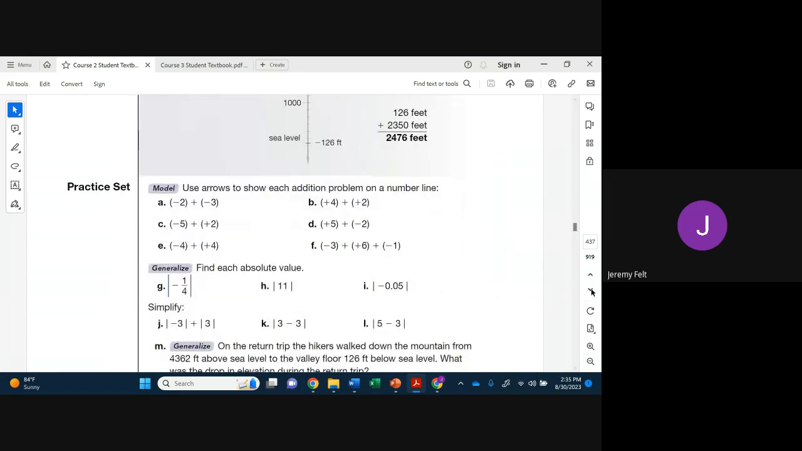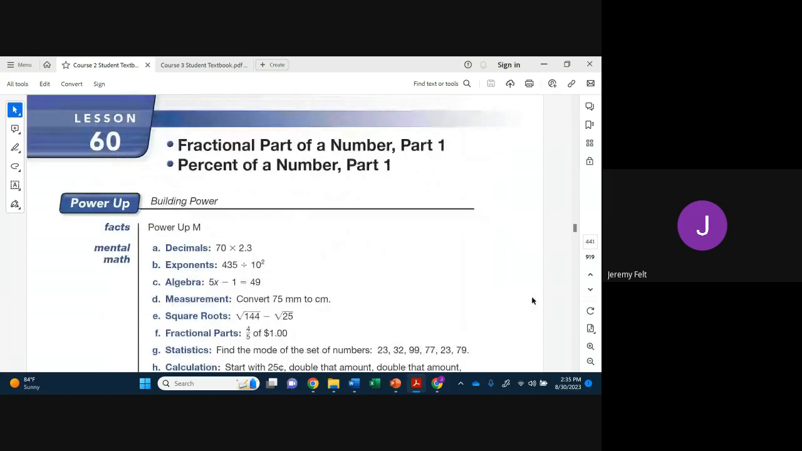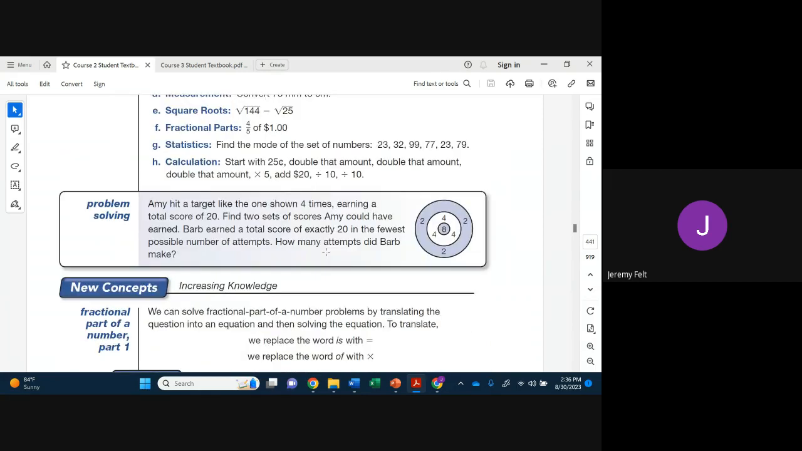Okay, practice set we'll do in class together. And our last lesson for this unit is lesson 60, fractional parts of a number, part 1, and percents of a number, part 1, which means we'll be seeing more and more of this.